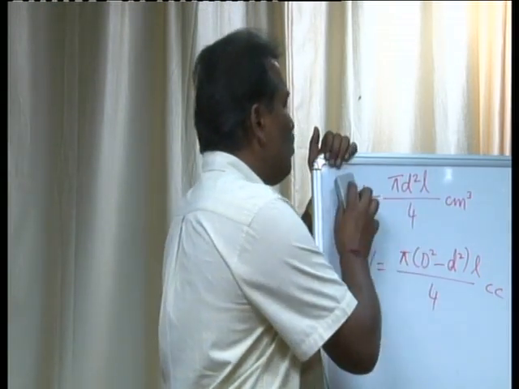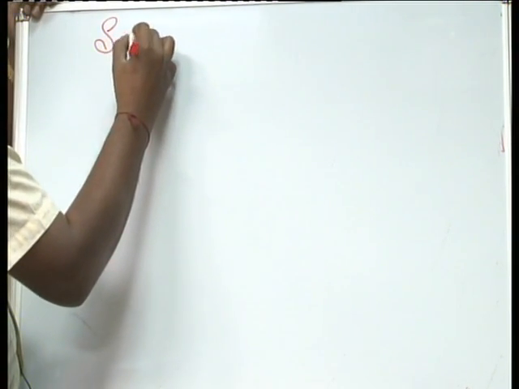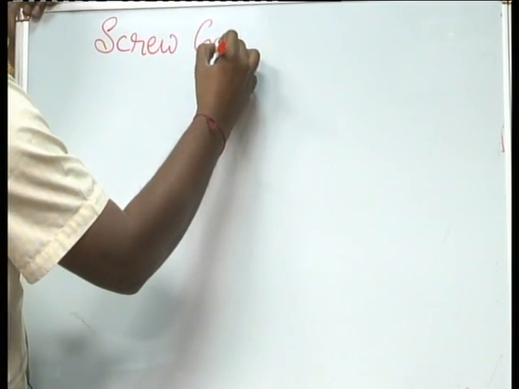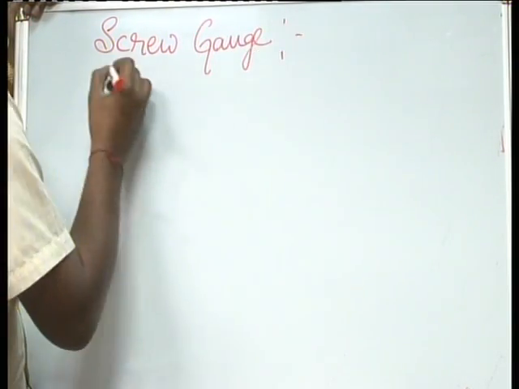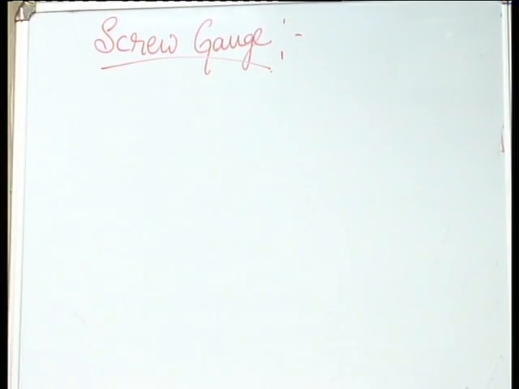So these are the two simple experiments which are conducted by yourself in the applied science laboratory. Now one more measuring instrument you have to study under this chapter is the screw gauge. When compared to an ordinary scale, this vernier calipers is more accurate. When compared to this vernier calipers, this screw gauge is also more accurate.